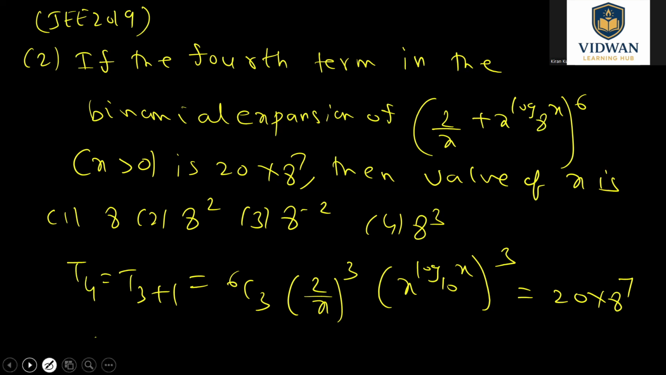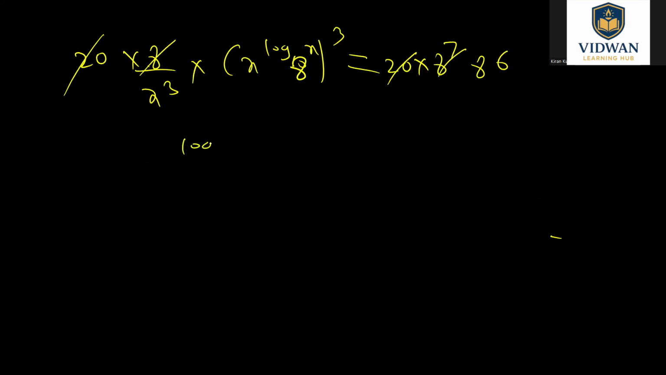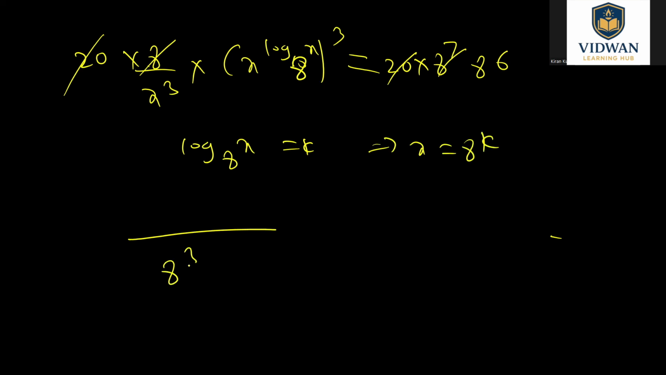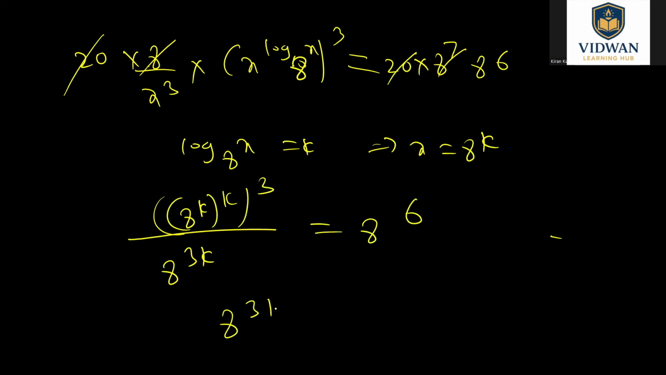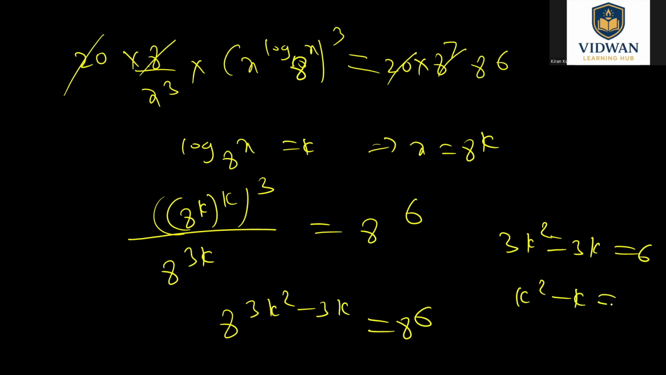Suppose if I make it 8, will it work? If you assume log x base 8 as k, with the base 8 instead of 10, x is 8 power k. So in the denominator, you will get 8 power 3k. In the numerator, you will get 8 power k, whole power 3. And the right hand side is 8 power 6. So 8 power 3k square minus 3k is equal to 8 power 6. Or 3k square minus 3k is equal to 6. k square minus k equal to 2. So k square minus k minus 2 is 0. The factors are k plus 1 into k minus 2 equals 0. So k equal to minus 1 or 2.